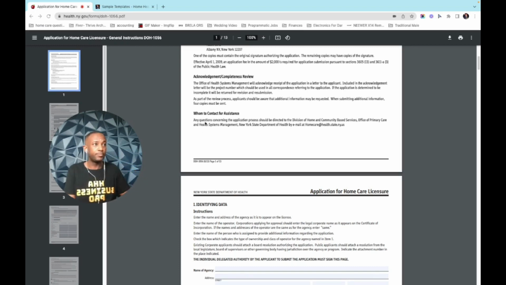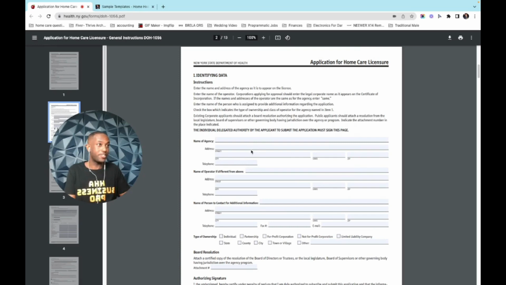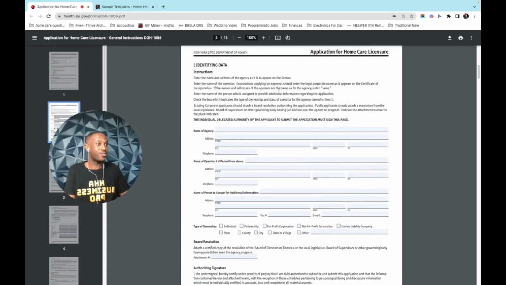So make sure that if you have any additional questions, you contact their email. There's the email right here. It's super easy to find. And what's so great about this application is they've also included the exact application for you to fill out.